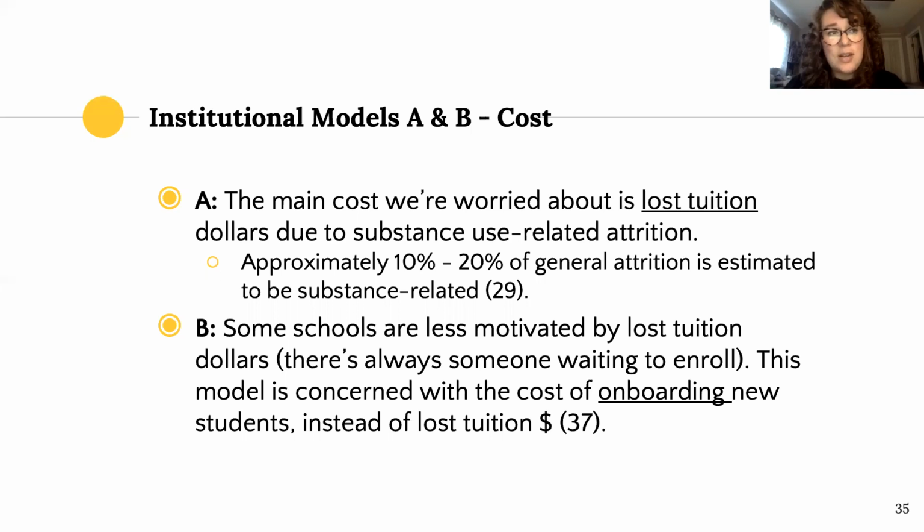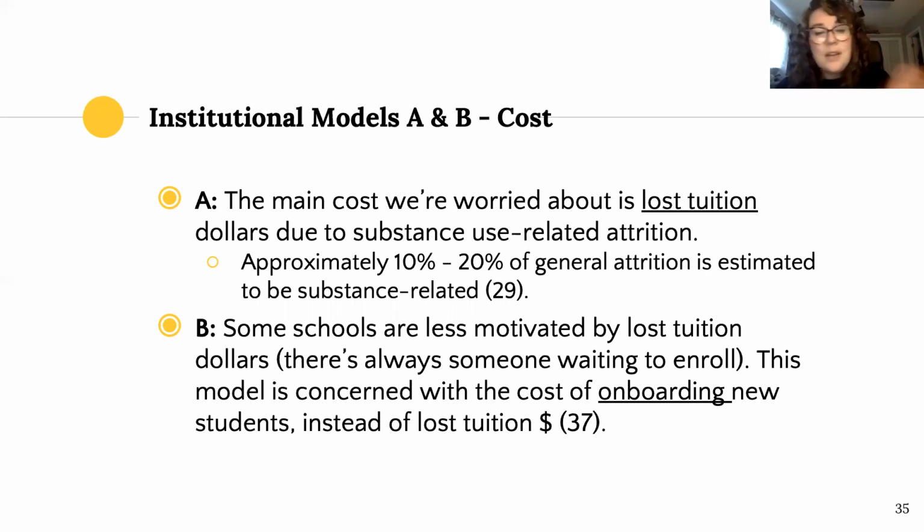And in institutional model B, let's say we're at an institution like Harvard, right? Or an institution where you've got a line out the door of people waiting in the wings to come on in. Let's say you have an administrator who's like, we have no problem recruiting students and we don't want to worry about lost tuition dollars. That's not really a thing for us, right? Because we've got such a line out the door.